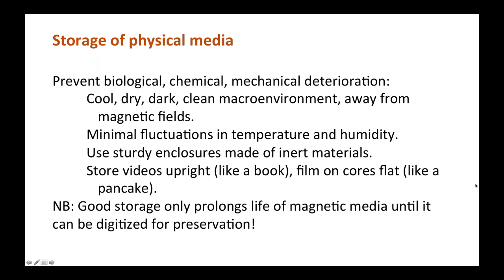So I will quickly discuss some issues relating to condition. It's important to know the state that your film and audio and video are in order to prevent biological, chemical, and mechanical deterioration. When I say biological, I want you to think about things like mold and insects. When I say mechanical, think rips, tears, and breaks, often from poor handling or faulty equipment.